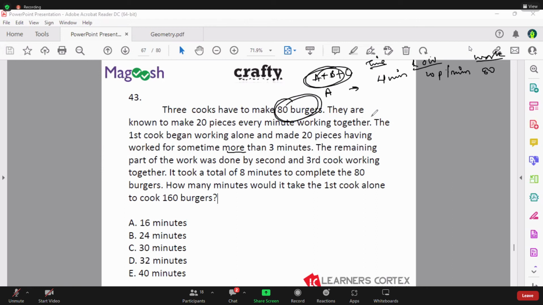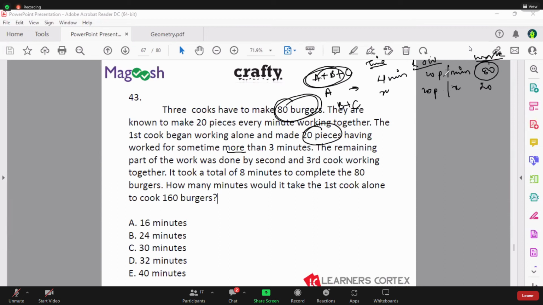Now, if A is working alone, he takes more than 3 minutes. Since we do not know how many more minutes, we'll take it as X. And it says that 20 pieces he made. So his rate becomes 20 pieces per X minutes. Then it says that the remaining part of the work was done by the second and third cook, B plus C. Now he made 20 pieces in X minutes, so that is his rate.